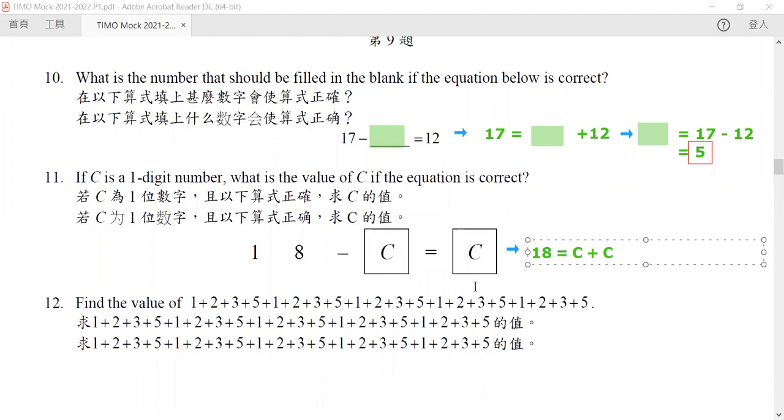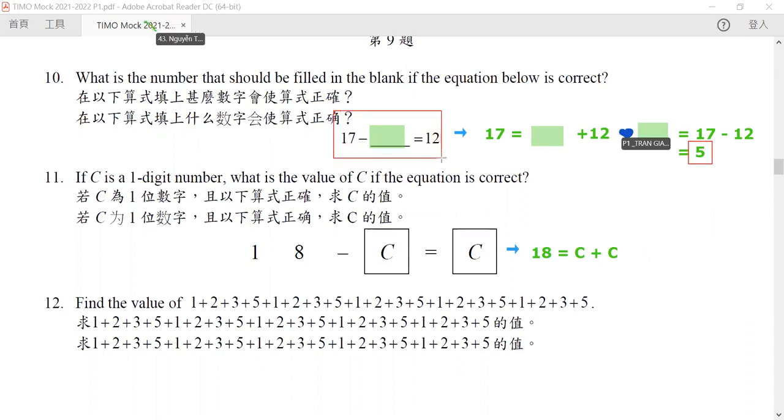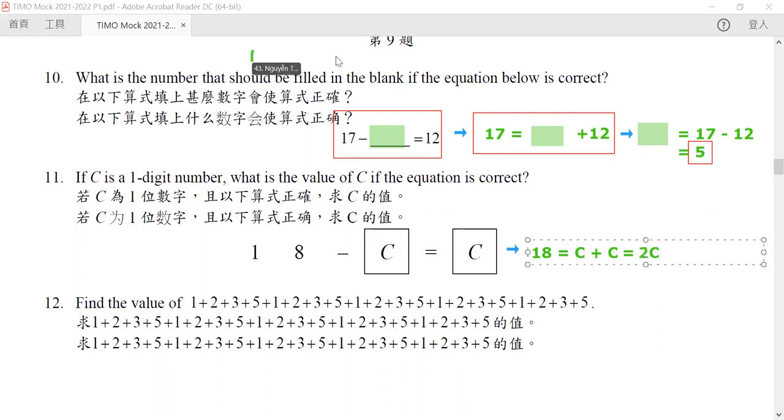Just like before, in here we know that 17 minus our blue number is equal to 12, and hence 17 is equal to our blue number plus 12. And like this, because 18 minus C is equal to C, so 18 is equal to C plus C. But this is also equal to 2C, which means that we can divide both sides by 2, and hence we'll get our answer, which is C is equals to 9.